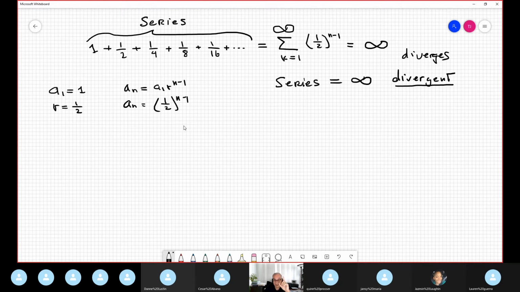Otherwise, this is very, very interesting: when the series is equal to not infinity but a number, for example, 2, an arbitrary number, I don't know why I selected 2, that says that the series converges, is convergent. Using the verb, converge.